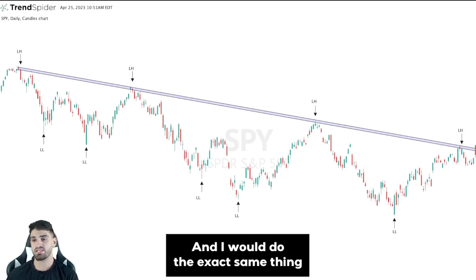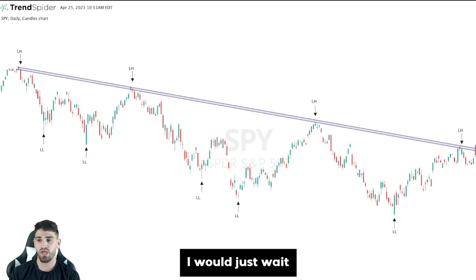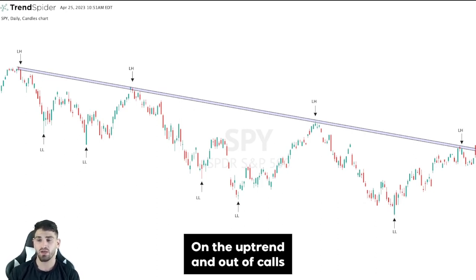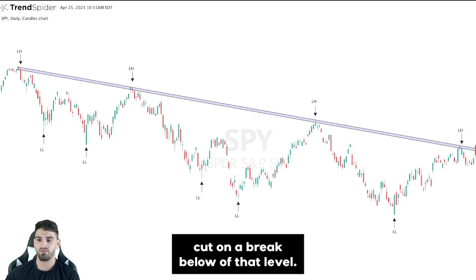And I would do the exact same thing in the opposite chart. Let's say that we have an uptrend. I would just wait for price action to pull back to that trend line on the uptrend and add calls looking for a bounce. If we fail, small stop, small paper cut on a break below that level.